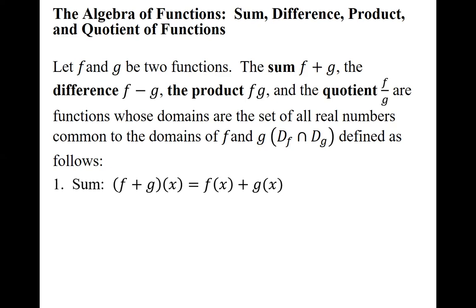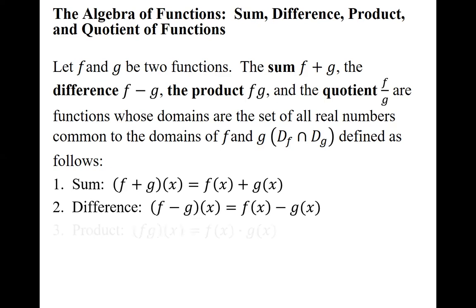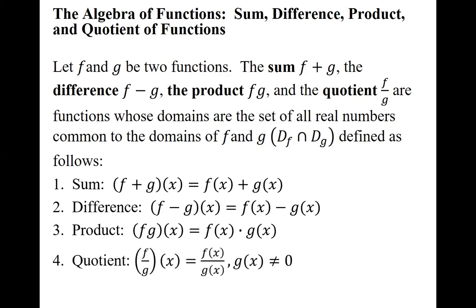F plus g is just f of x plus g of x. F minus g is just f of x minus g of x. F times g is just f of x times g of x. And f divided by g is f of x divided by g of x, where of course g of x can't be equal to 0 because we can't divide by 0.